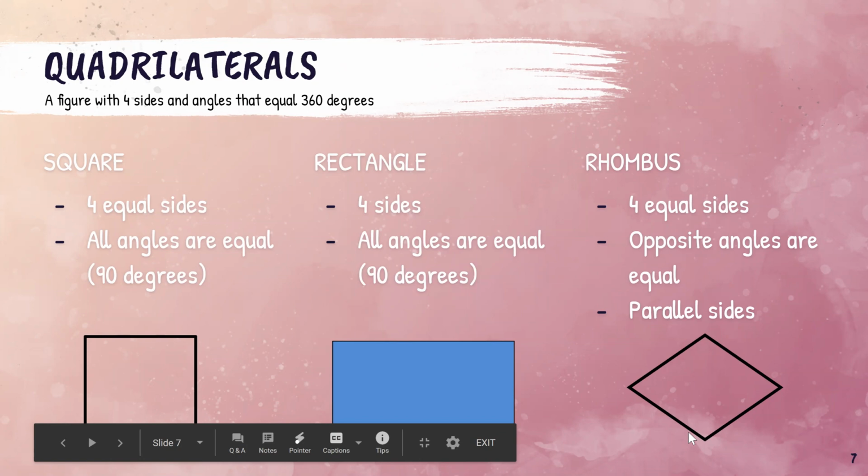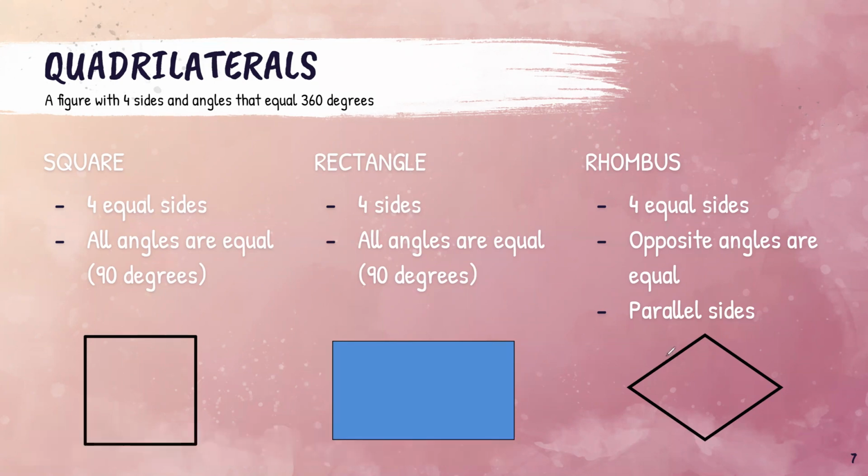So parallel sides, if you're unclear about this, means that the sides go in the same direction. As you can see, these two lines go in the same direction. And then if I change the color, you can see how these lines go in this direction.